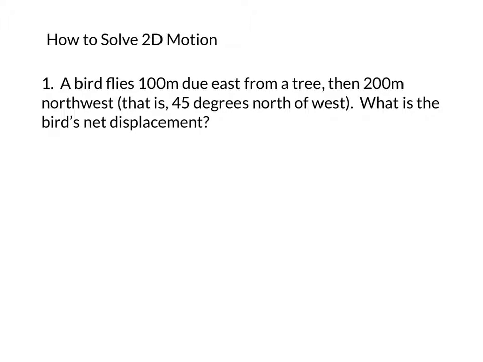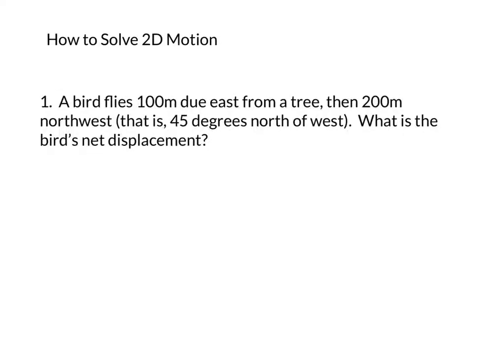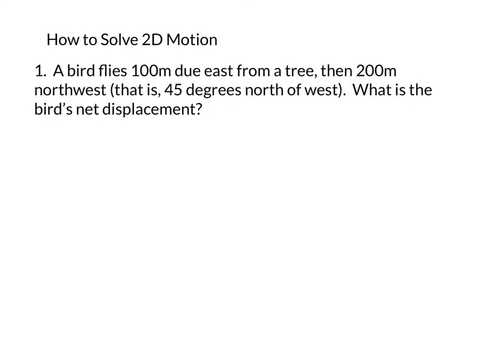So I'm going to go ahead and draw this one. Let's give ourselves a little compass rose. North, south, east, west. And he starts by going 100 meters due east. Here we go. 100 meters. Assume that line is straight due east. I'll do it as a vector because it's got a direction with it. Then 200 meters northwest. That is 45 degrees north of west.